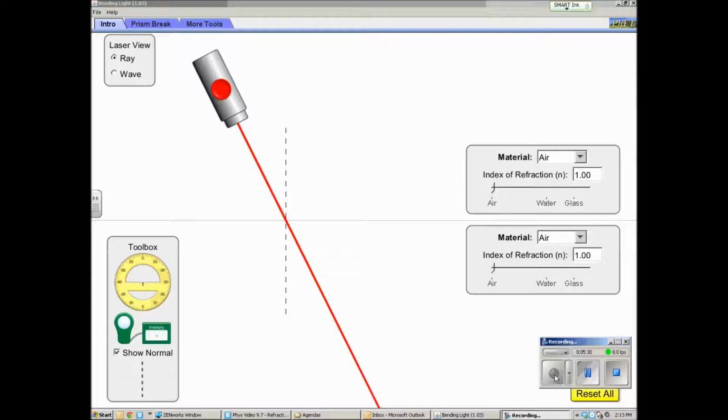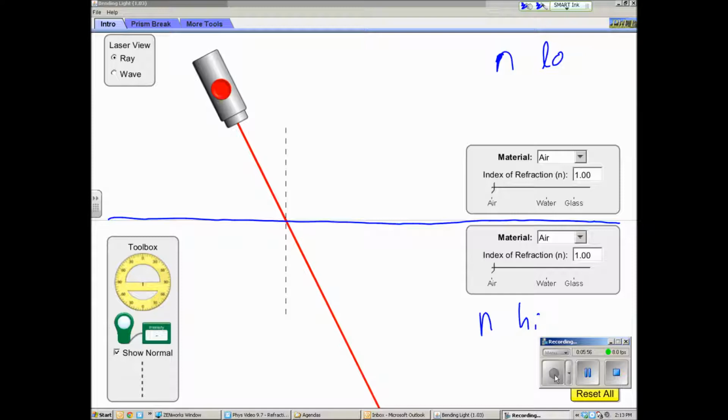Okay, so once again, I've got my laser beam shining just through air. You'll notice that both above and below my boundary right now, my medium is air. Just a moment ago, we looked at what would happen if you went from air up here into not air down here. So last time we went from a low N to a high N. So now what happens if we go the other way around?